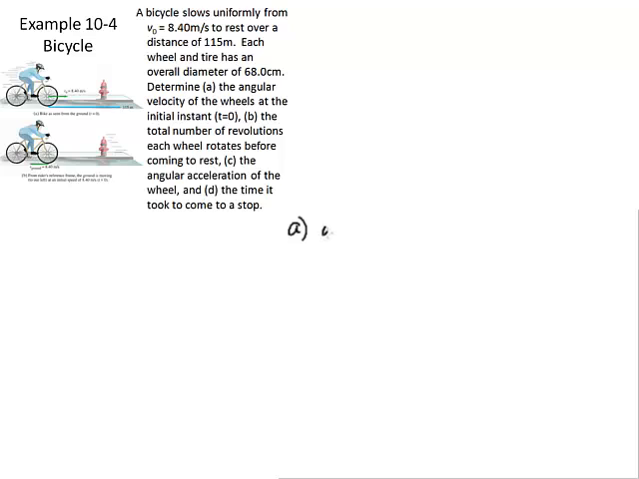So that means that omega naught, the initial angular velocity, is equal to v naught over r. We got that from the formula relating omega and our translational and rotational variables, and that's going to be equal to 8.4 meters per second over 3.4 meters, the radius, and we get an angular velocity of 24.7 radians per second.